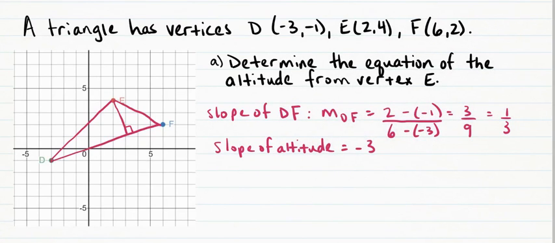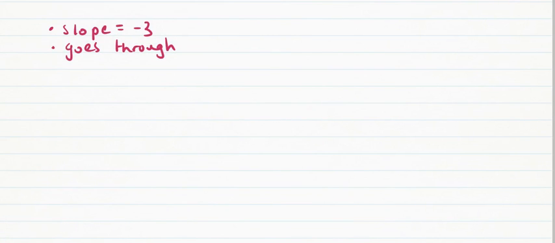So now if we're determining the equation of that altitude, we know that the slope is equal to -3, and we know that the altitude goes through the point E. And that's the only point that we know for sure that the altitude goes through. We don't know the coordinates of this point here, where the altitude connects to the line DF, but we do know that the altitude will go through vertex E for sure. So vertex E has coordinates of 2, 4. So we know the altitude goes through 2, 4.